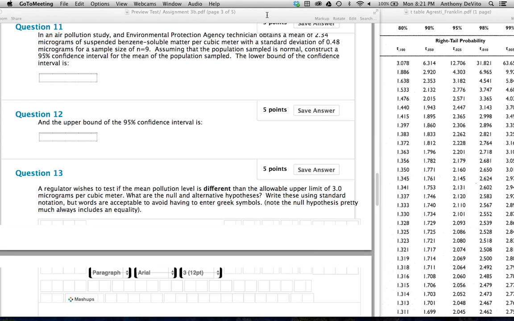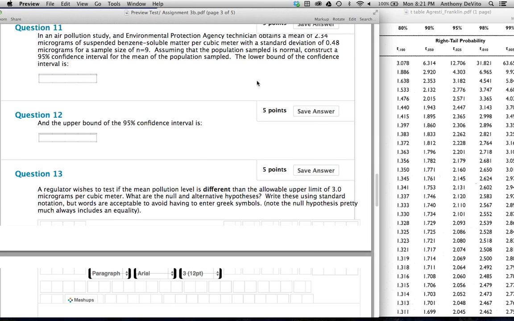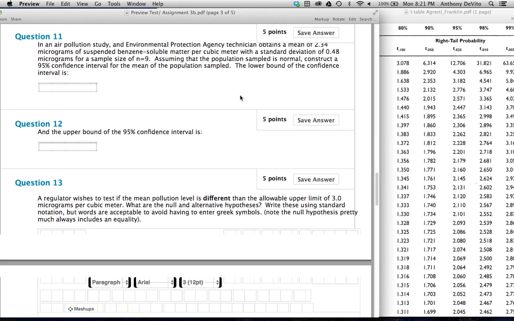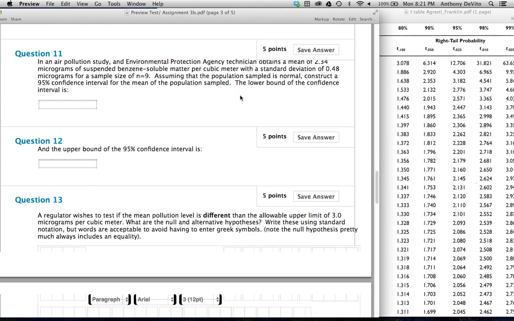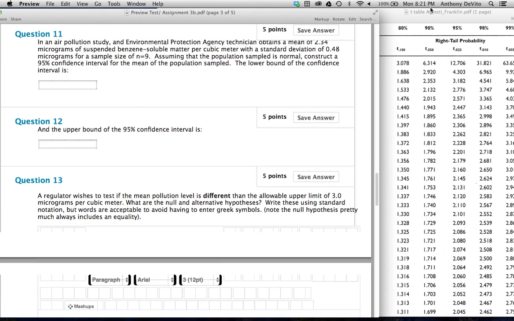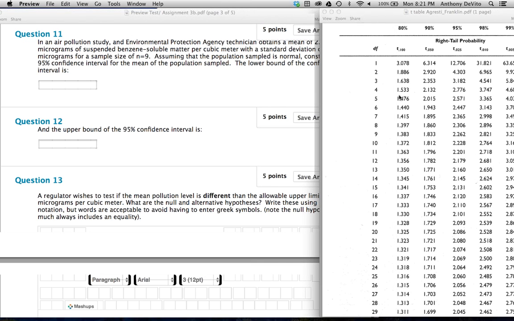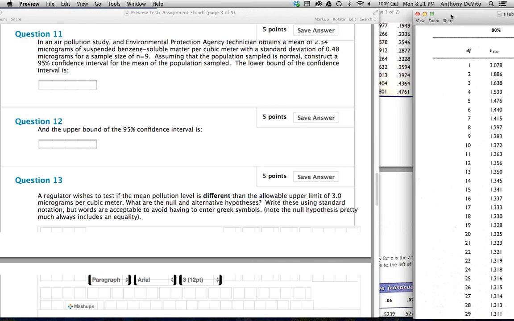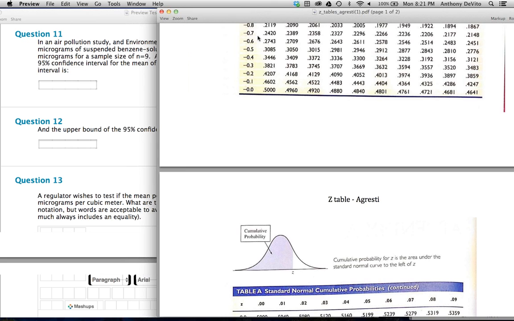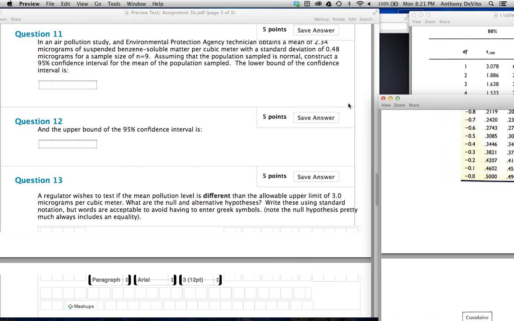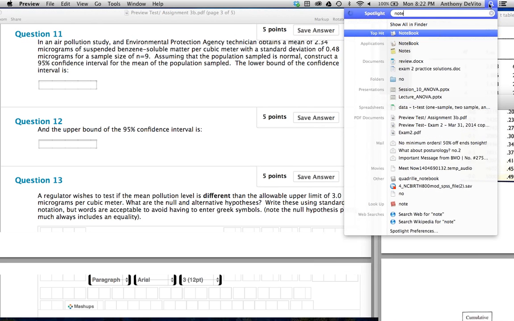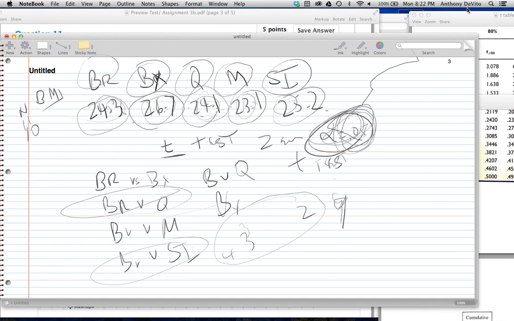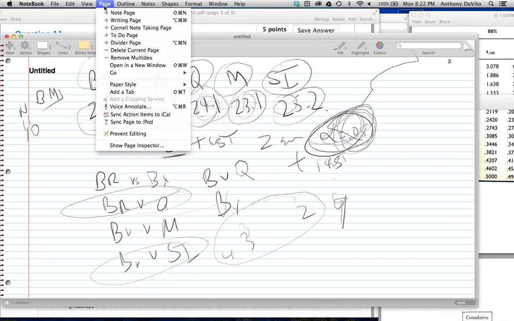Okay. Let's see. Let me get it. Let me just scroll back here a little bit so I can see the original problem. Let me get this thing out of the way. I can't get back to my notepad. Okay, let me get a new page.